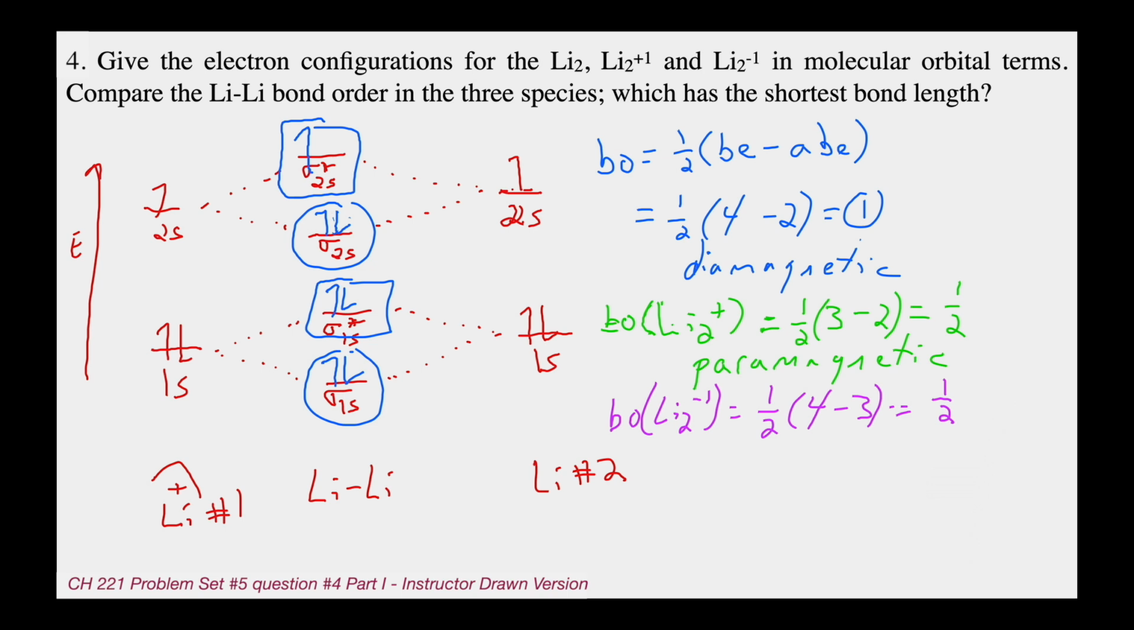And like Li2 plus, Li2 minus is also paramagnetic. It has the odd electron now in the sigma star 2s orbital. This is going to be attracted to magnetic fields.